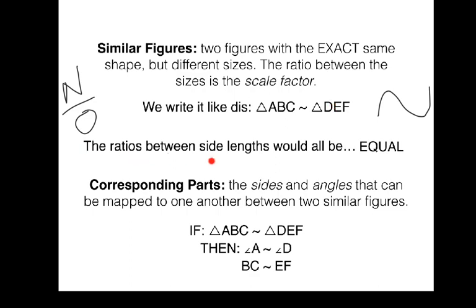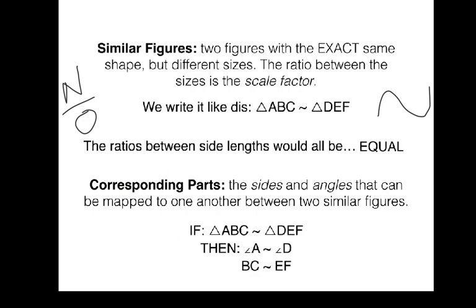The ratios between the side lengths would all be equal. So when you're doing this little new divided by original, you're going to end up with different calculations. And those different calculations will all be equal because they should be the scale factor.